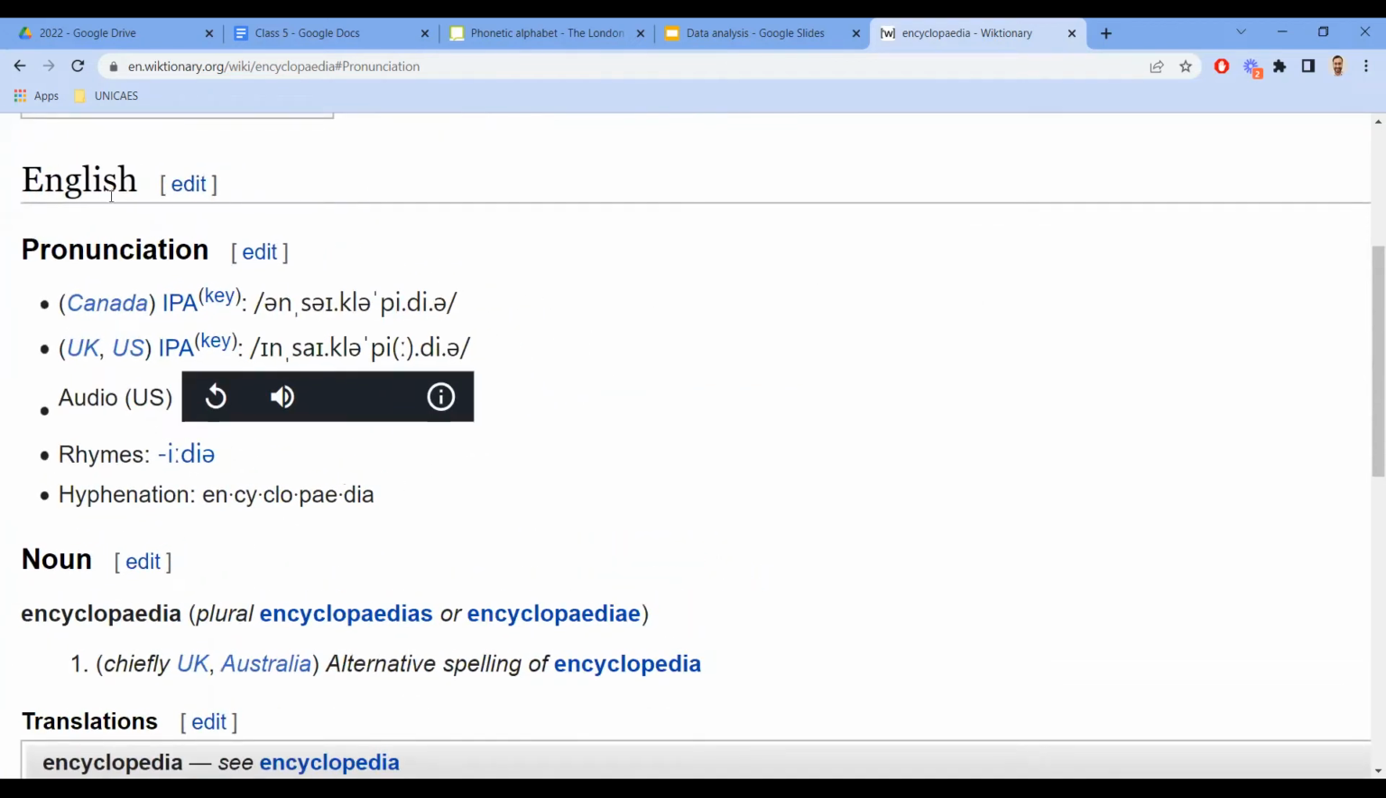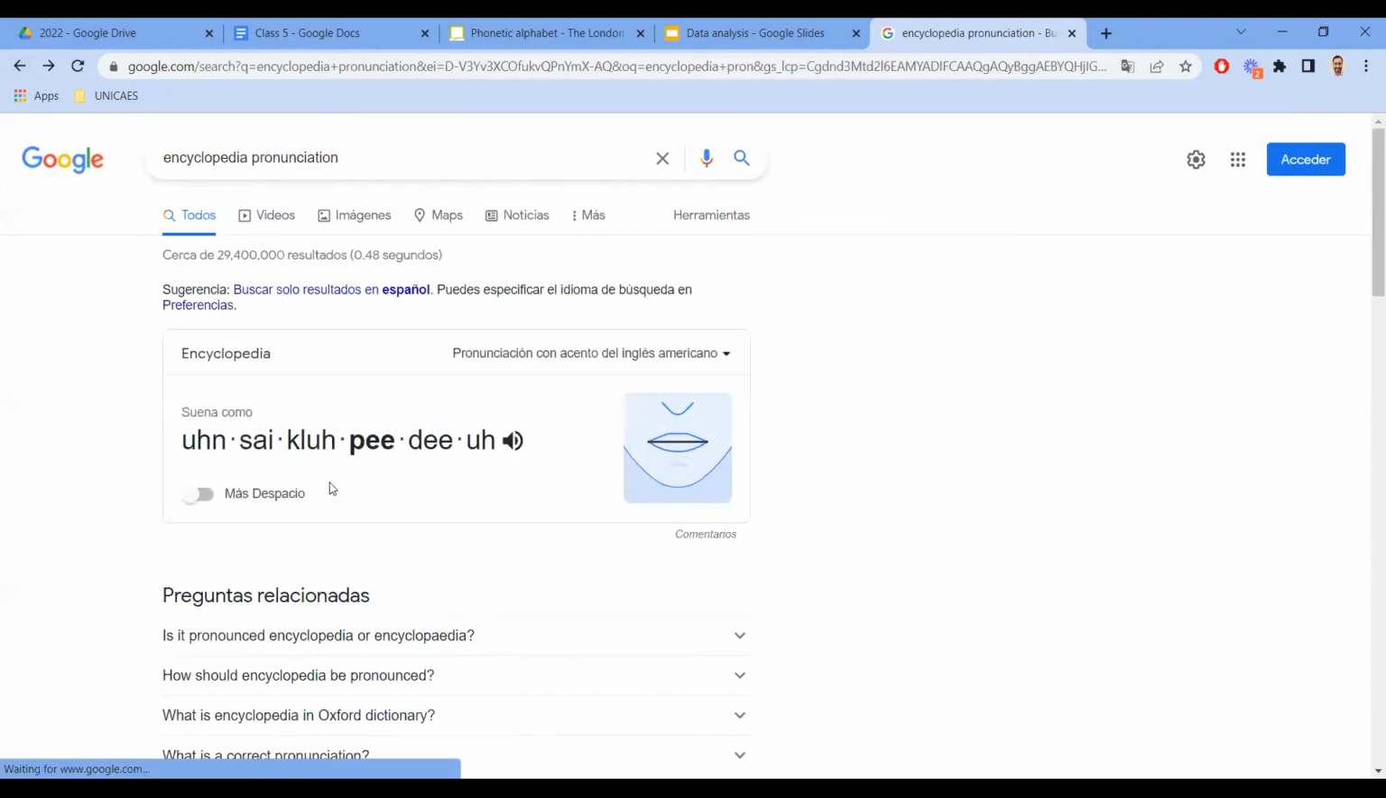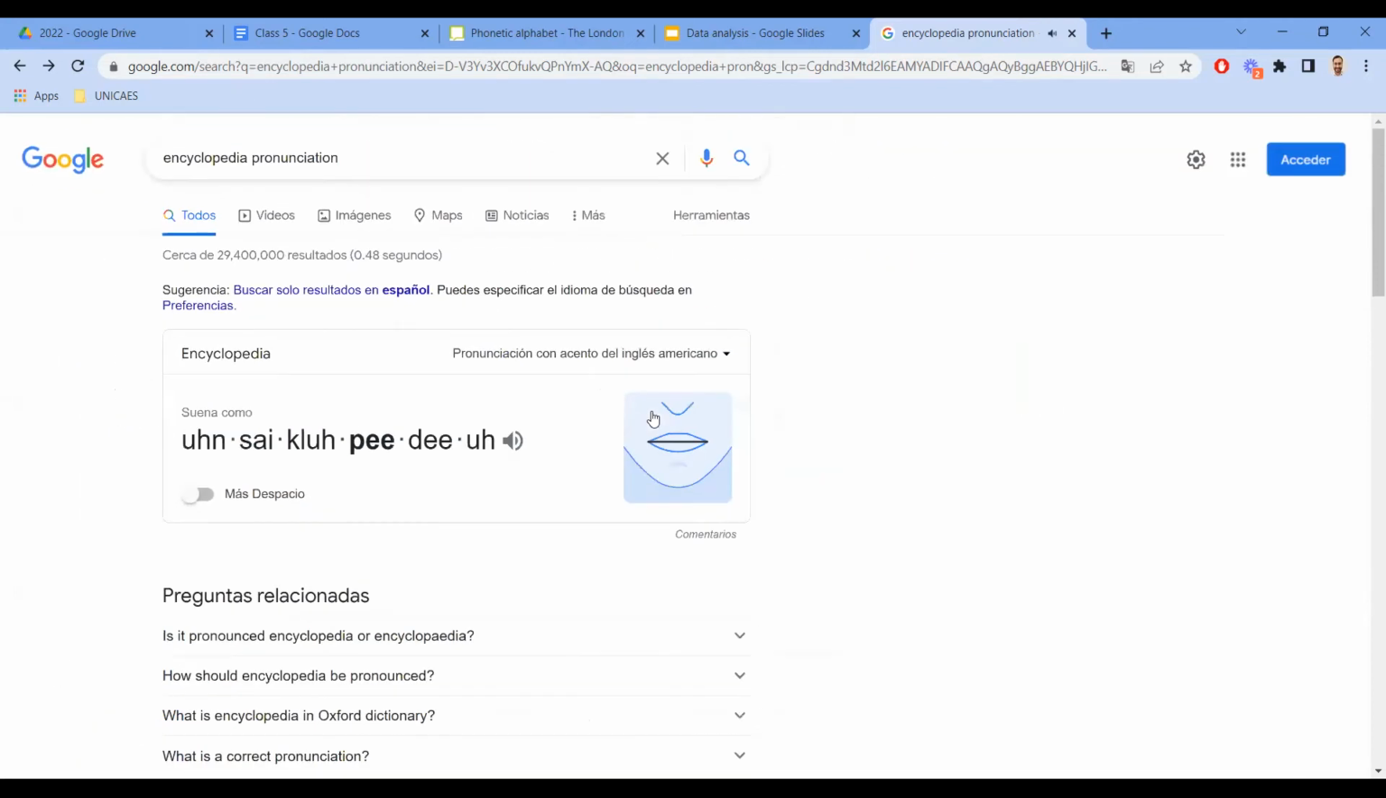In Google, as I said and as we checked, we can compare the symbols. These are the symbols that we normally study with IPA. But what we got from Google is not IPA. Because this one sounds to me like a different pronunciation, encyclopedia, which is not what we get from the IPA.